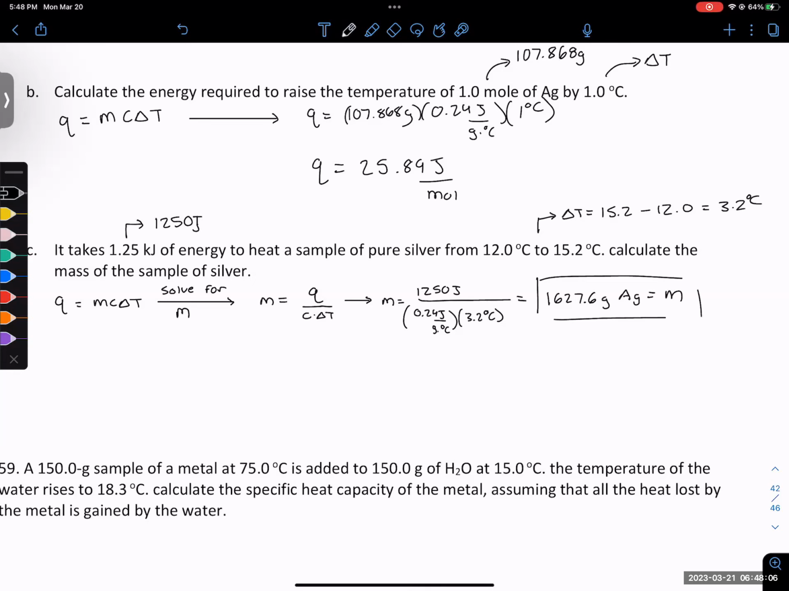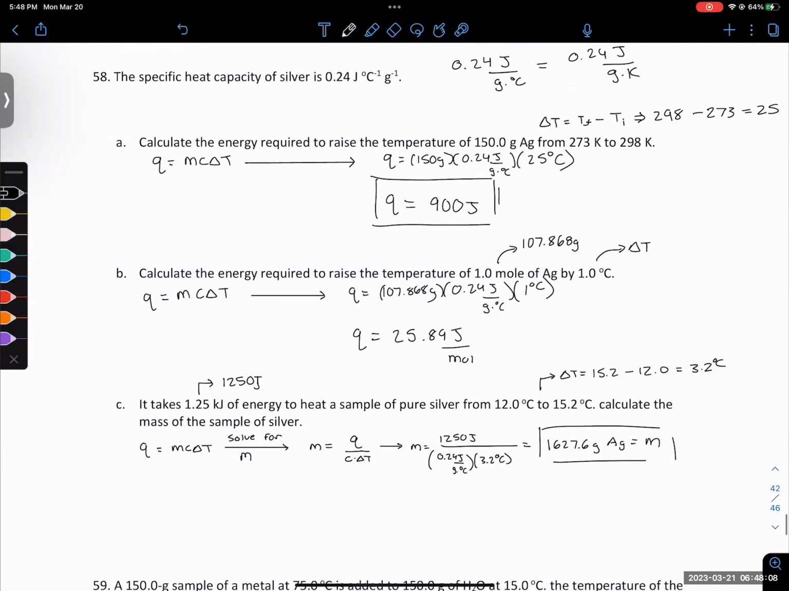So these, question 58, is literally, can you use Q equals MC delta T? If you're able to solve these by yourself, then you're probably set for any other Q equals MC delta T problems that are this basic, at least. They get a little bit more complicated as we go on.